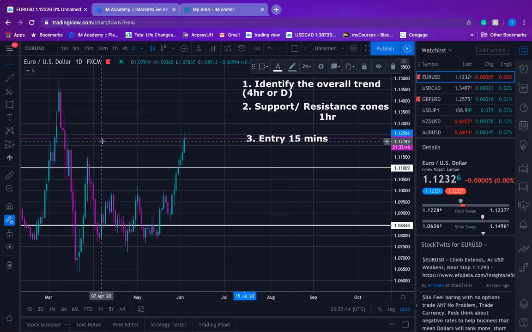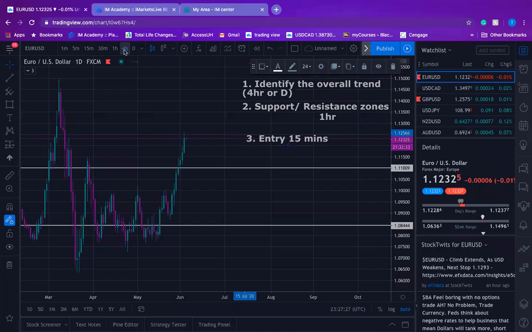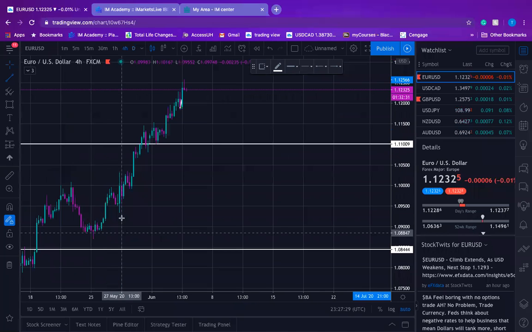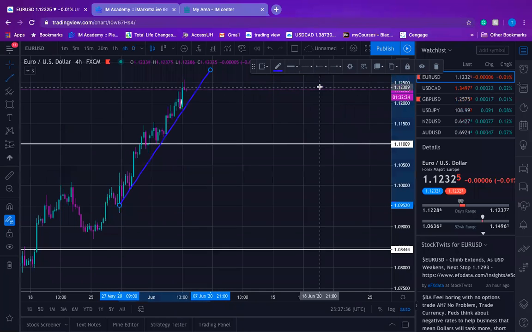First, we're going to identify our trend. You're either going to go on the 4-hour or the daily, whichever appeals to you. Both, I can see it clear. So I'm going to mark my upward trend. I'm going to color it blue.